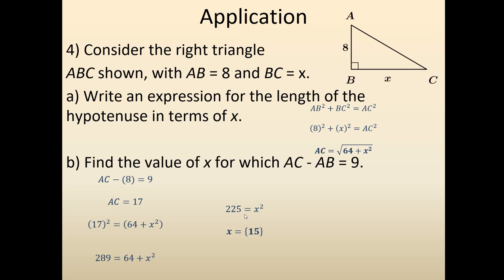Like always, we have to do one quick check. So I go back to the original equation. I plug 17 in that we knew of, and I plug 15 in for x. When I do this, I get square root of 289, which is a true statement. Therefore, x equals 15 is a solution.